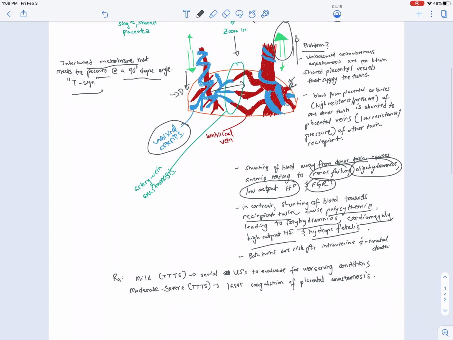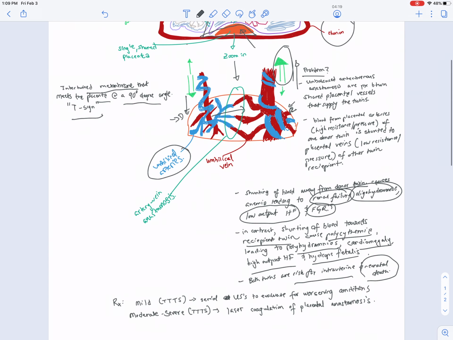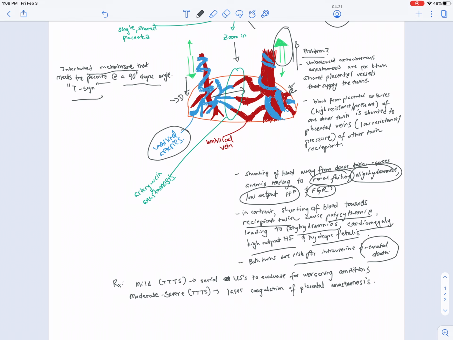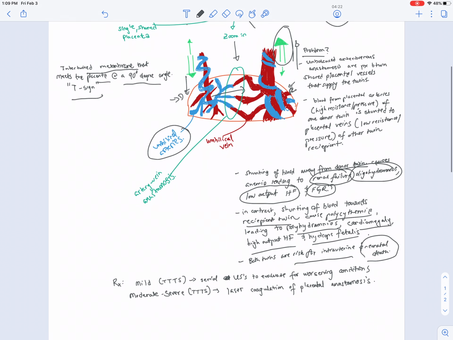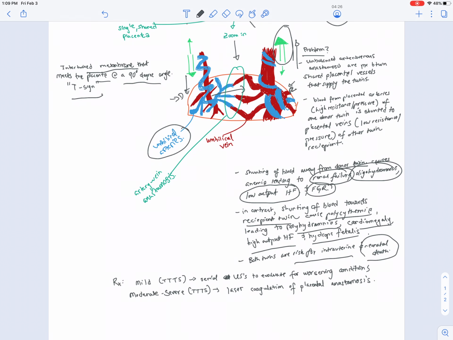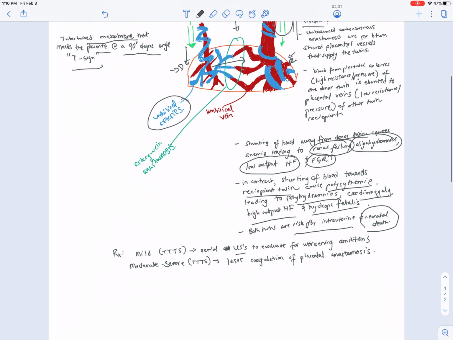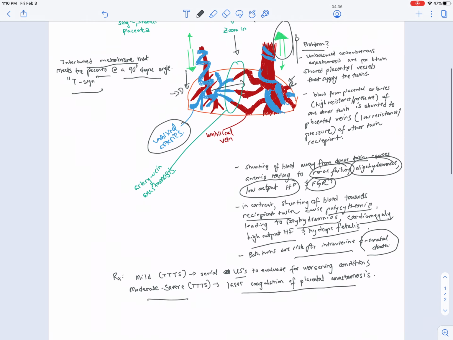They're both, like I said before, at risk for intrauterine and neonatal death, and that's why this is so important. If the patient has mild twin-to-twin transfusion syndrome, you're just going to do serial ultrasounds to make sure the babies are not getting any worse. But if it becomes moderate to severe, you're going to do laser coagulation of the placental anastomosis.